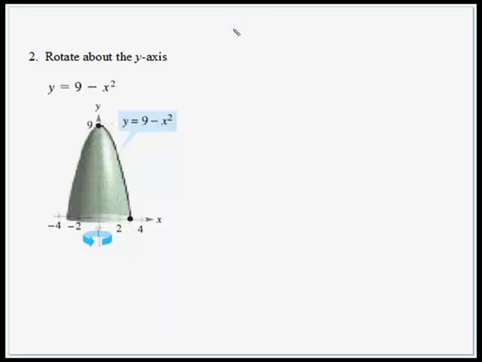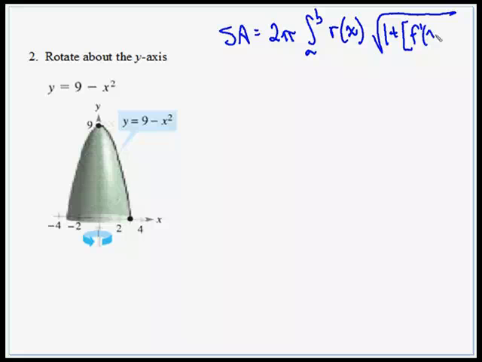So let's write our formula. Our surface area is equal to 2 pi, integral from a to b, r of x, our distance from the axis of rotation, and then we have our radical with, under the radical, 1 plus the derivative f prime of x quantity squared, dx.